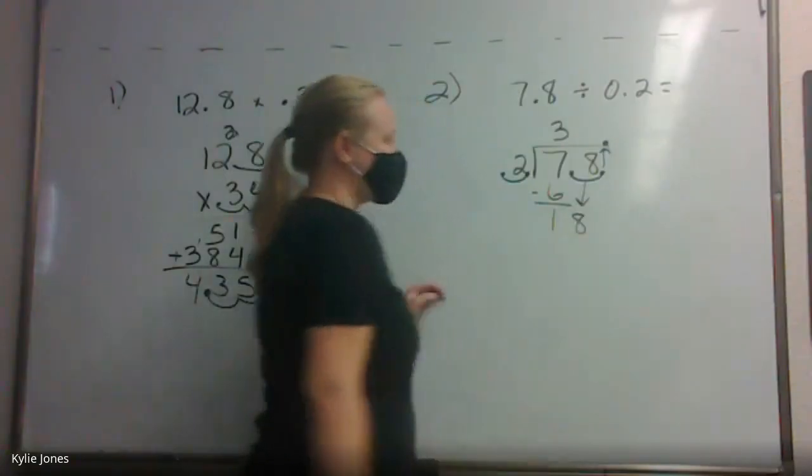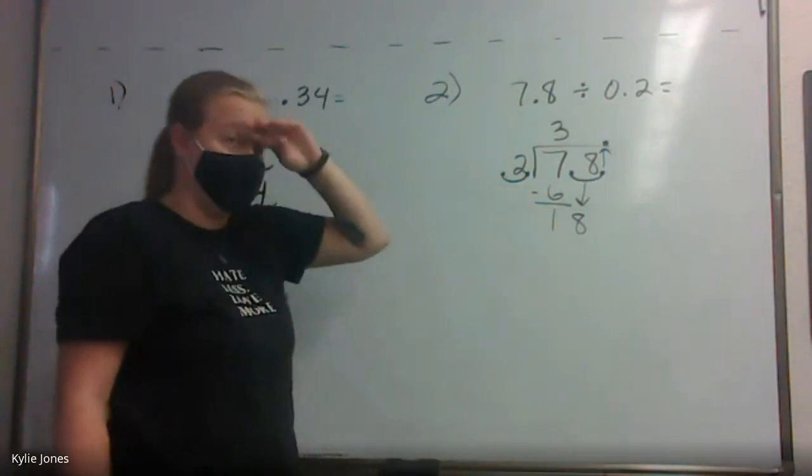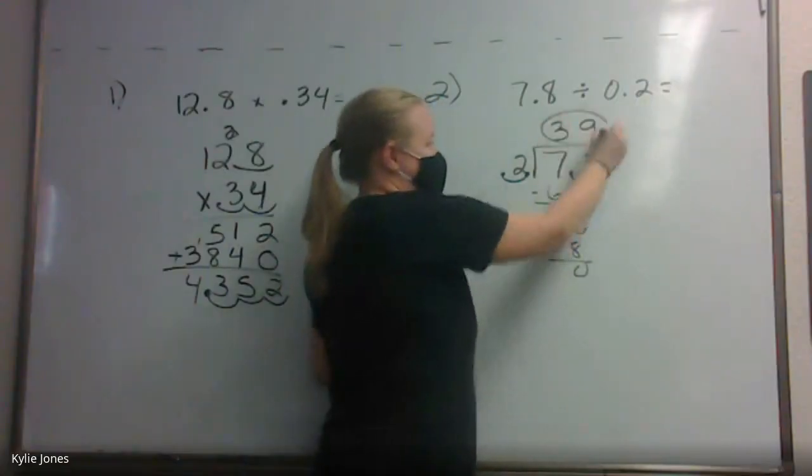I didn't realize that I could have done that. You know why? Because I divided 2 times 78, and I kind of just redid the problem. That's okay. Did you get the answer? How many times is 2 going into 18? 9 times. So our answer here is 39.